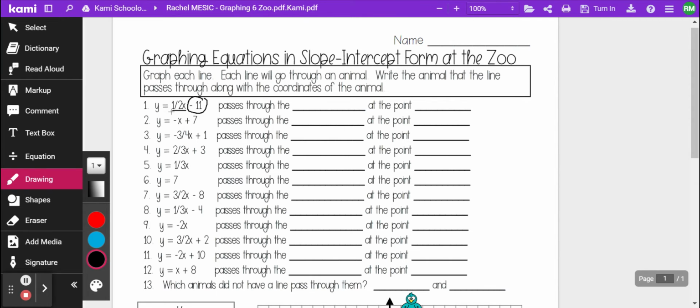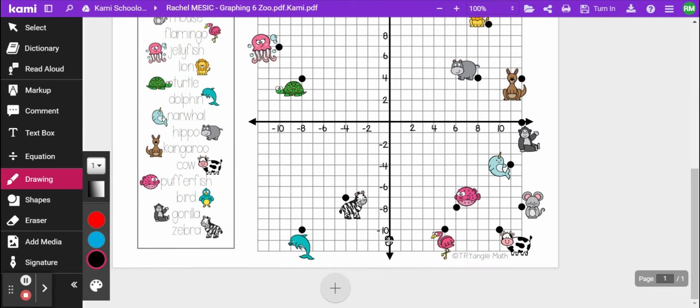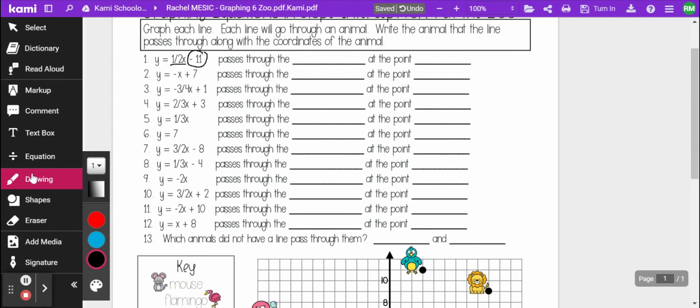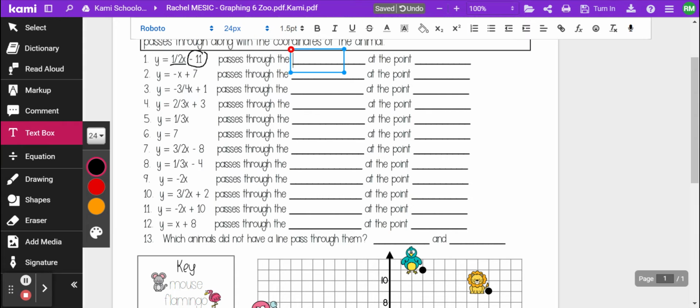Since it's positive, we're going to go up 1 over 2. So from this dot, up 1 over 2, put a point. Up 1 over 2, put a point. Up 1 over 2. Ooh, we ran into a point that's already there. So if we were to connect the dots, that line passes through the puffer fish. So up here, we are going to say puffer fish.